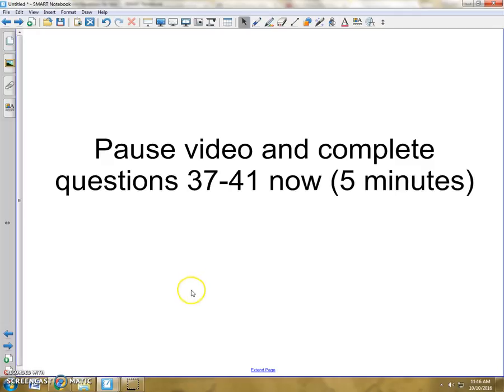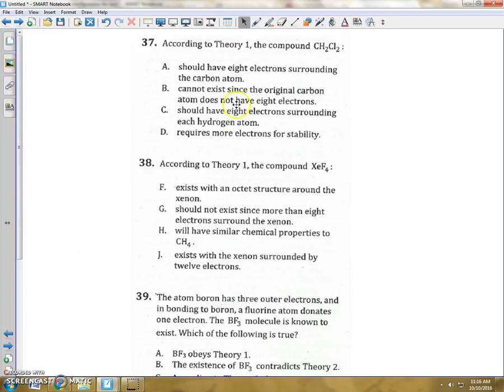All right, welcome back. Hopefully you didn't think it was too hard, but let's go over the answers and why they're correct. So let's start with number 37.